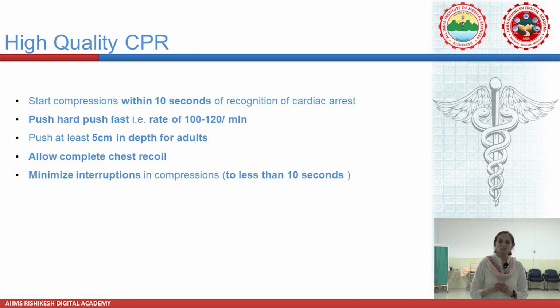Now, the important aspects of high quality CPR are: your compression ventilation ratio should be 30:2. Number 2, one has to push hard and fast, that is at the rate of 100 to 120 beats per minute. Push at least 5 centimeters in depth for adults or at least 1/3 of the depth of chest. Allow complete chest recoil. Minimize interruptions in compression to less than 10 seconds. Avoid excessive ventilation. So let's get started with the adult BLS CPR.